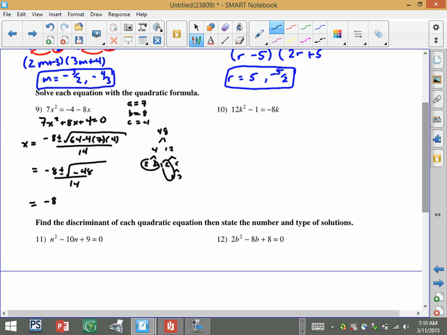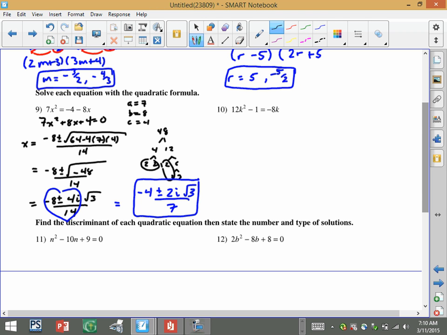So we end up with negative 8 plus or minus. So both 2's together will be a 4. You pull out an i, you have a 3 over 14. And now take a quick look. This is where you could do your heart. Right? Do all 3 of those things have something in common? And sure enough, they do. They all have a 2. So divide everything by 2, negative 4 plus or minus that'll turn into 2i root 3 over 7.